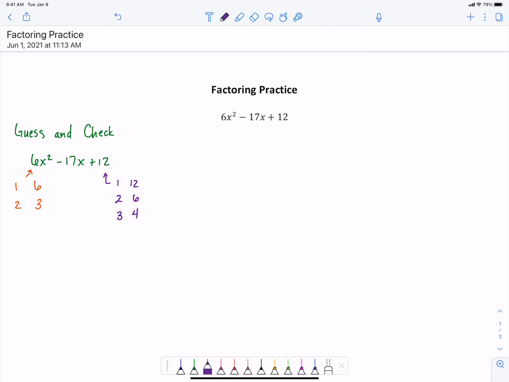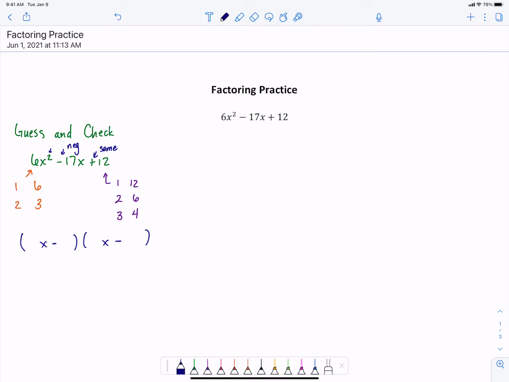So I'm just going to make a guess. Oh, wait, there's one more thing we can know. We can know what the signs of our factors are. So that positive there on our 12 tells us that our signs are the same. And then the negative on our middle term tells us that they're both negative. So when we're setting up our factors, we know that we're going to have an x and an x. That gave us our x squared there. And then our two signs are both going to be minus.